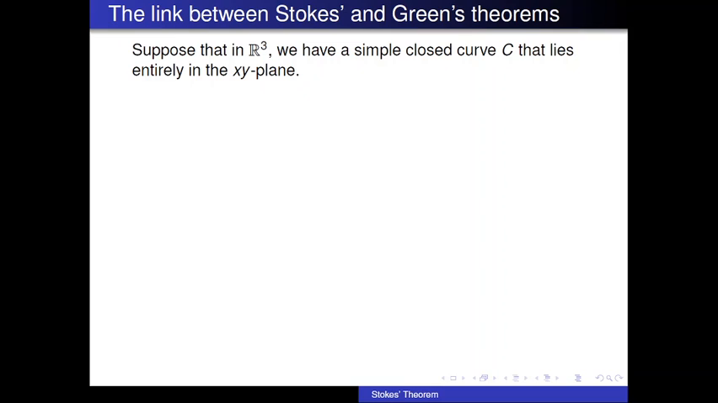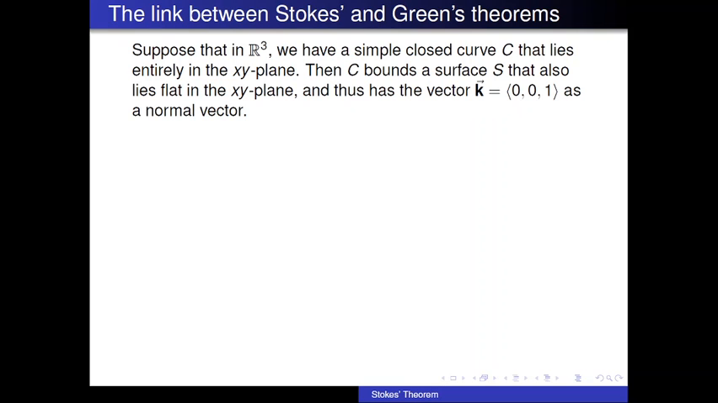But now I want to call attention to one more thing here, the link between Stokes' theorem and Green's theorem. So suppose that we have a simple closed curve in space that lies entirely in the xy plane. So it's just flat in the xy plane somewhere. Okay? Then we can always make a surface that also lives flat in the xy plane and has boundary equal to that curve C.